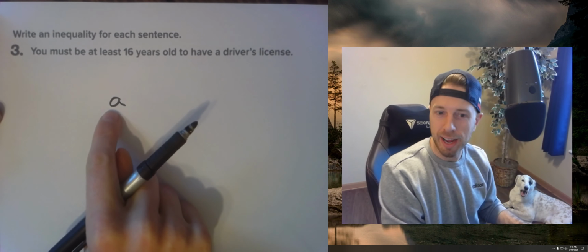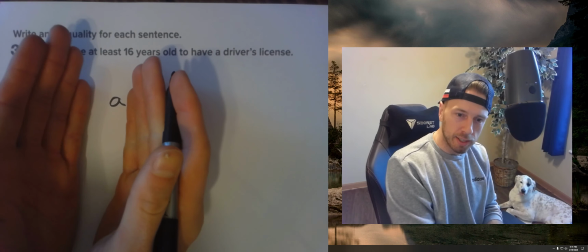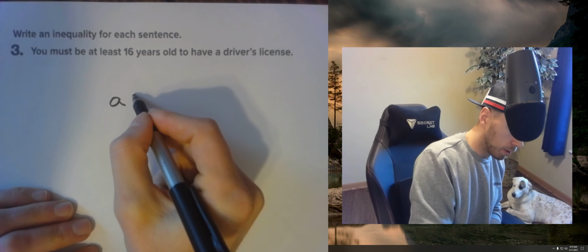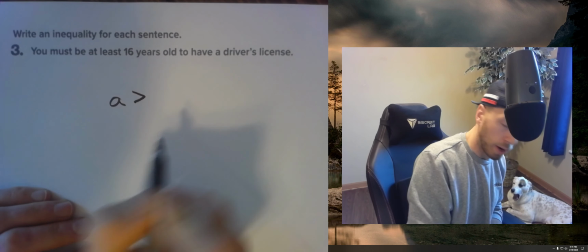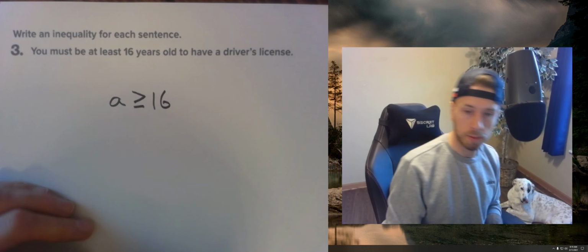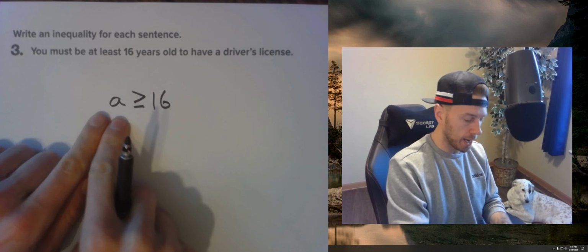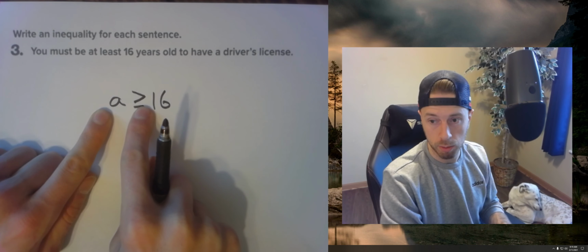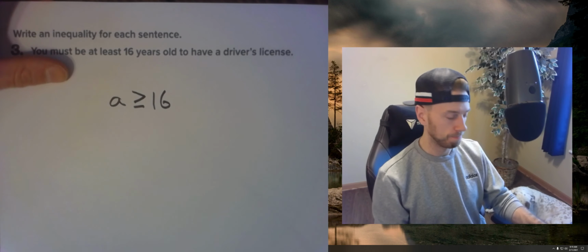Let's say A for age. Now, how do we show that this is bigger than or equal to 16? You can be 16. You could also be bigger. Well, we know that we want to say greater than. Your age can be greater than, but it could also be equal to the age of 16. And now we have an inequality that says your age, in order to have a driver's license, needs to be greater than or equal to 16.